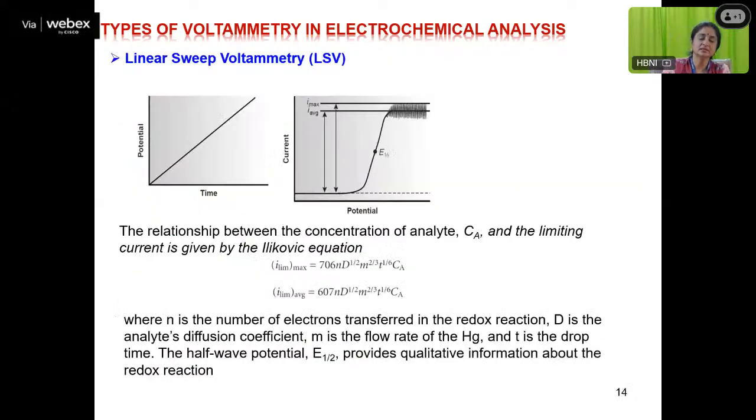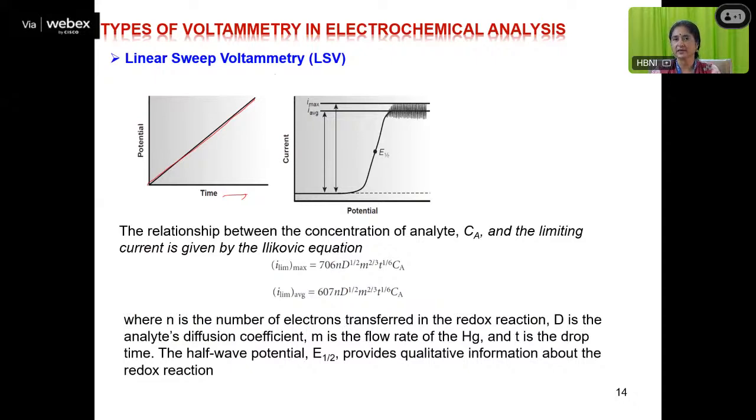So you can see that the linear sweep means slowly with time, the potential is increased slowly. So this is the potential and time, and the corresponding current is being measured. This is the type of curve you will obtain during linear sweep voltammetry for some metal ion. The relationship between the concentration of the analyte and the limiting current is given by the Ilkovic equation.